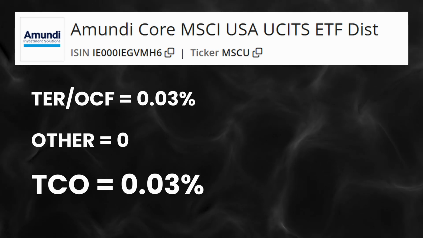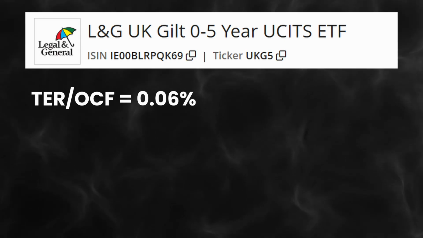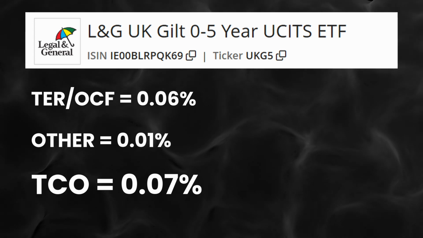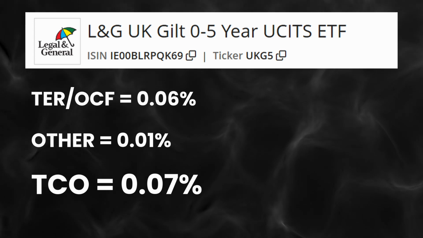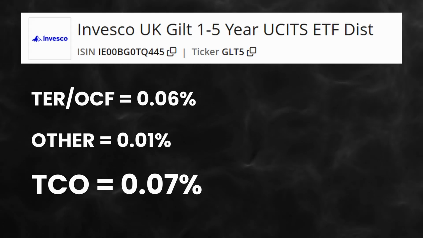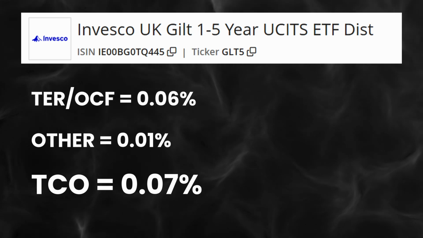If you're looking to invest in a government bond fund as part of your strategy to diversify and add stability to your portfolio, then the lowest cost shorter dated bond ETF available is either L&G UK Gilt 0 to 5 year ETF distribution with a ticker of UKG5 and a total cost of ownership of 0.07%, breaking down to be an OCF of 0.06% and transaction cost of 0.01%, or Invesco UK Gilt 1 to 5 year ETF distribution with a ticker of GLT5, again with the same total cost of ownership breakdown.